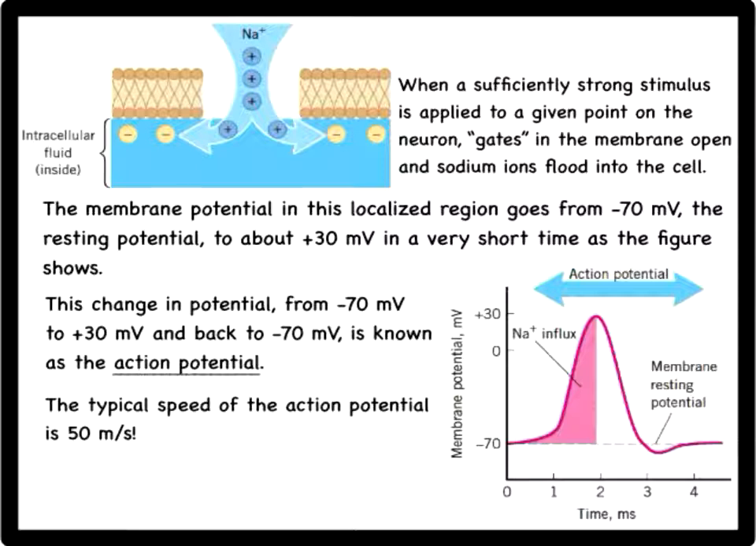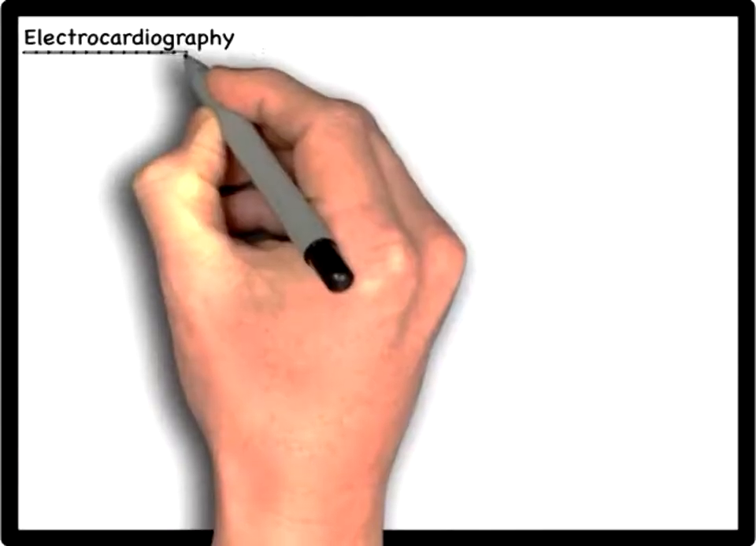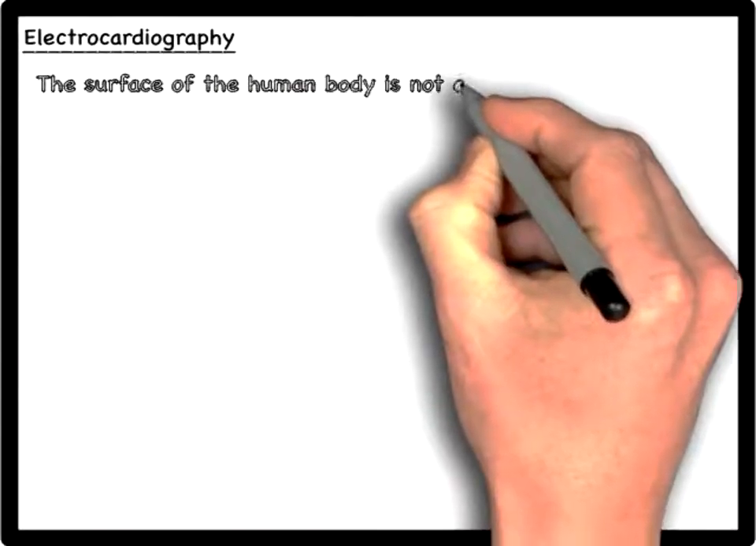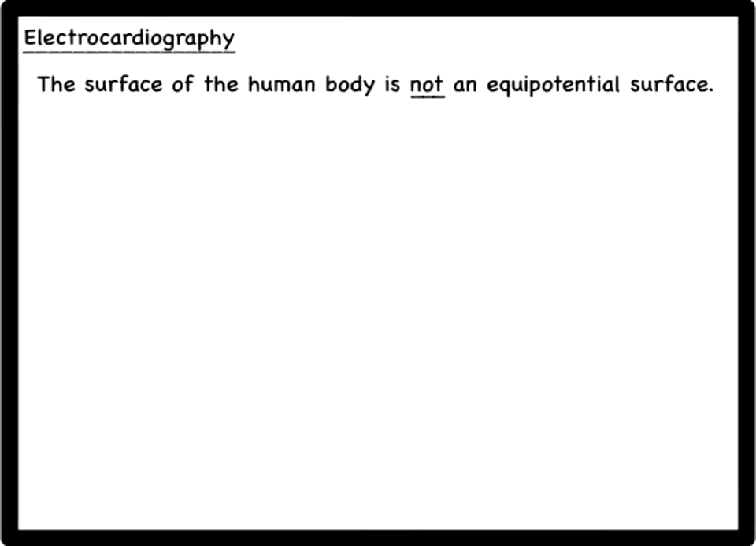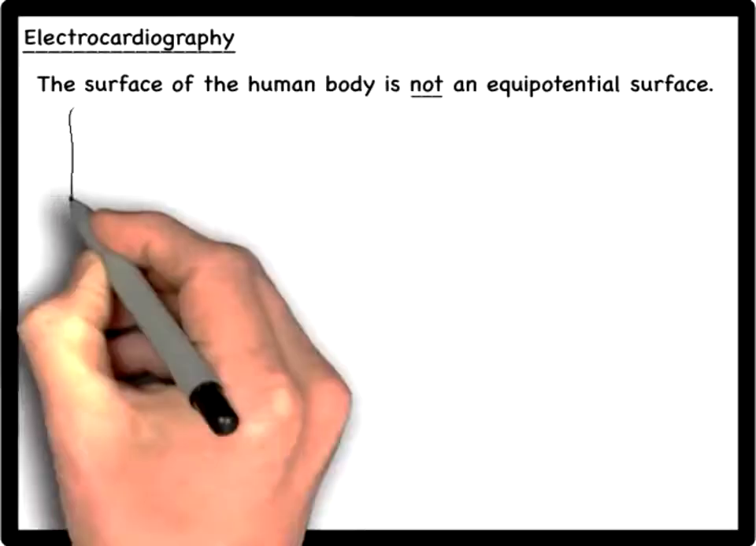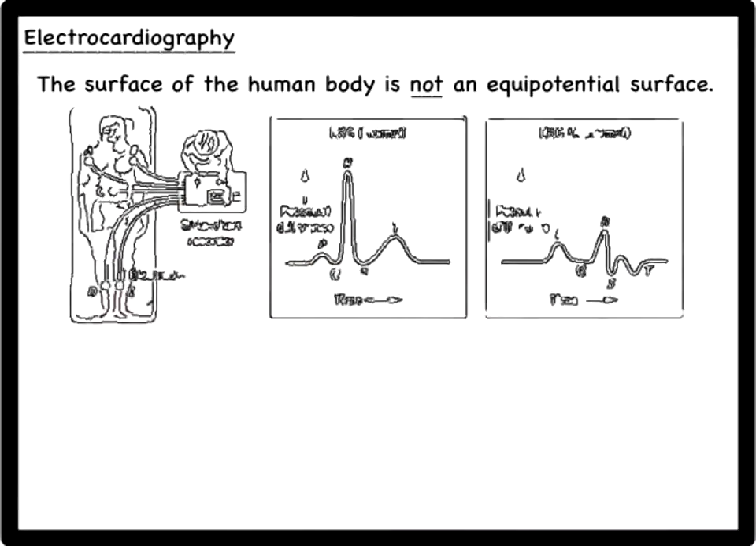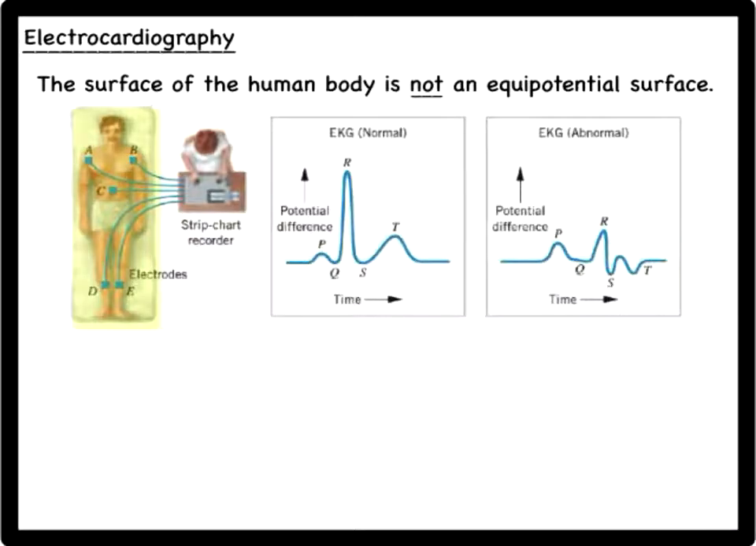As a final topic of this section, let's consider the medical diagnostic technique of electrocardiography, which takes advantage of the fact that the surface of the human body is not an equipotential surface. Between various points on the body, there are small potential differences of approximately 30 to 500 microvolts. The figure shows electrodes placed on the body to measure potential differences in electrocardiography. The potential difference between two locations changes as the heart beats and forms a repetitive pattern.